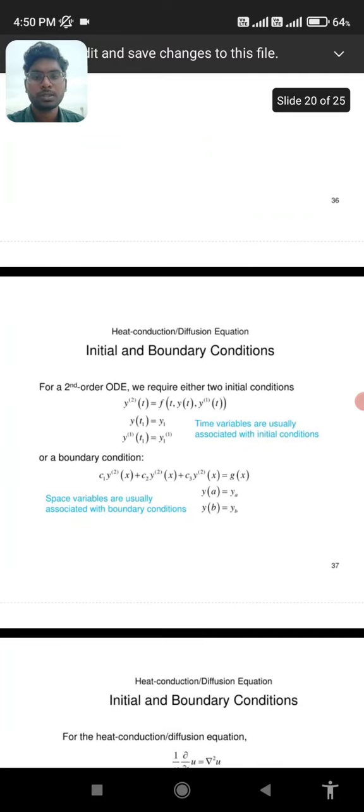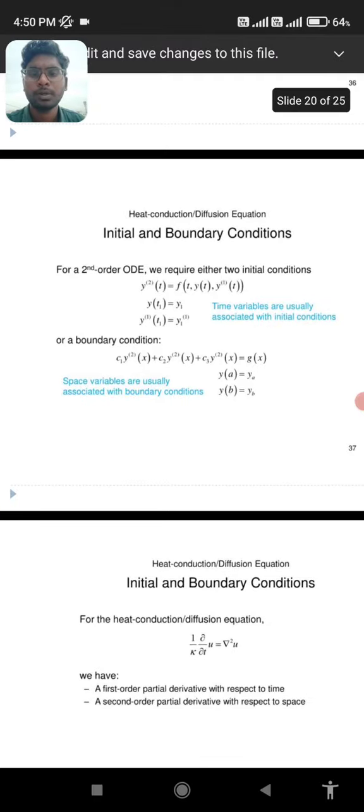Initial and boundary conditions. For a second order ODE, we require either two initial conditions, y''(t) = f(t, y(t), y'(t)), y(t1) = y1, y'(t1) = y1, or a boundary condition c1 y''(x) + c2 y'(x) + c3 y(x) = g(x), y(a) = ya, y(b) = yb.